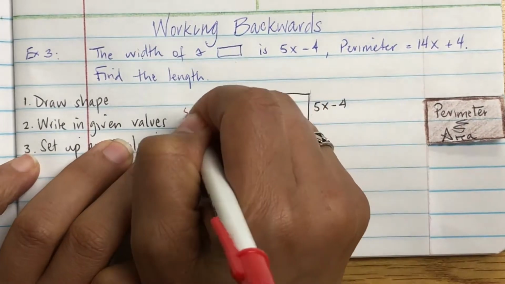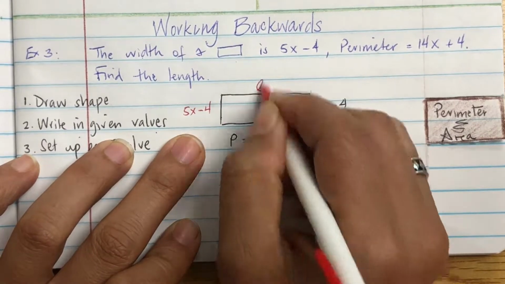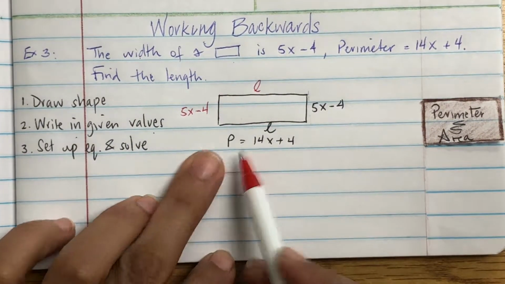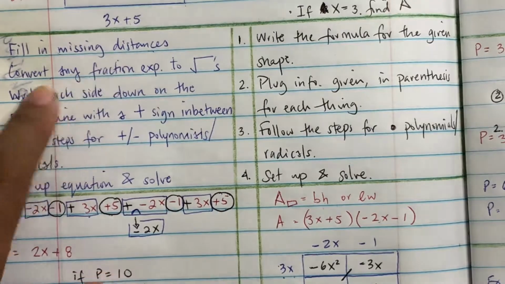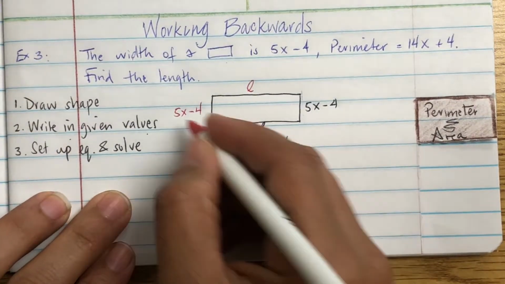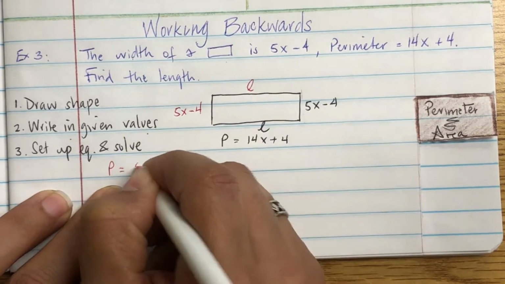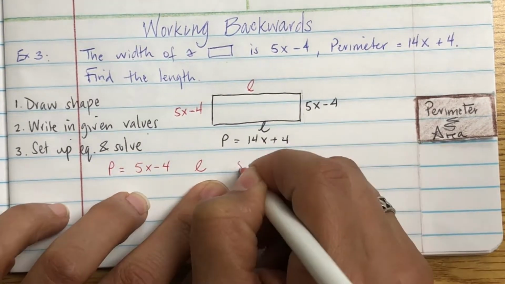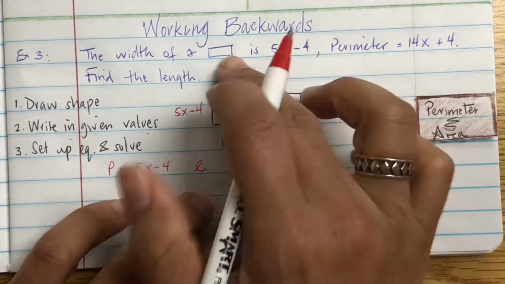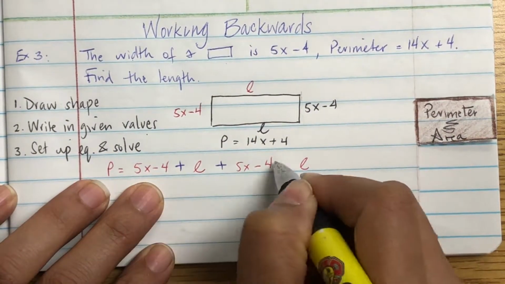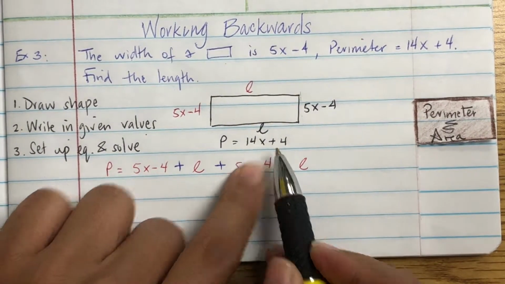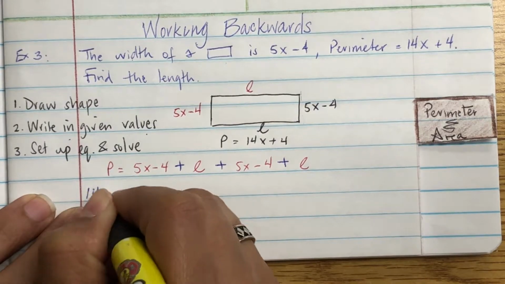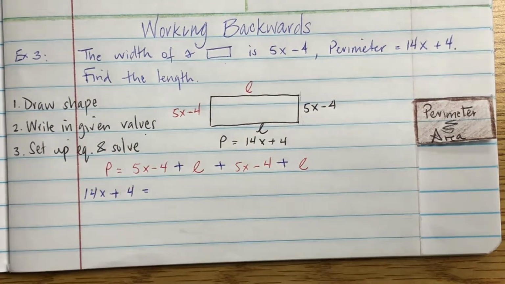So remember, we can fill in the missing values, 5x minus 4, and then L and L. And then to find the perimeter, after filling in the missing values, write each side down with the plus sign. So we've got 5x minus 4, and then going counterclockwise we've got an L, and then 5x minus 4 again, and then another L. I know the perimeter is 14x plus 4, so I'm going to go ahead and put P equals 14x plus 4. This is a listening check. Put a box around example 3.